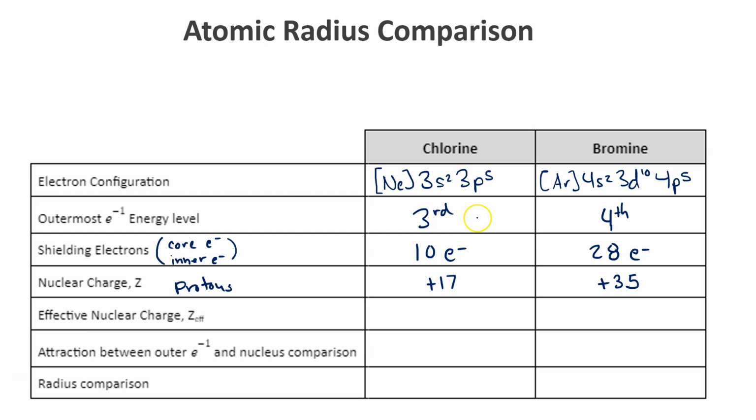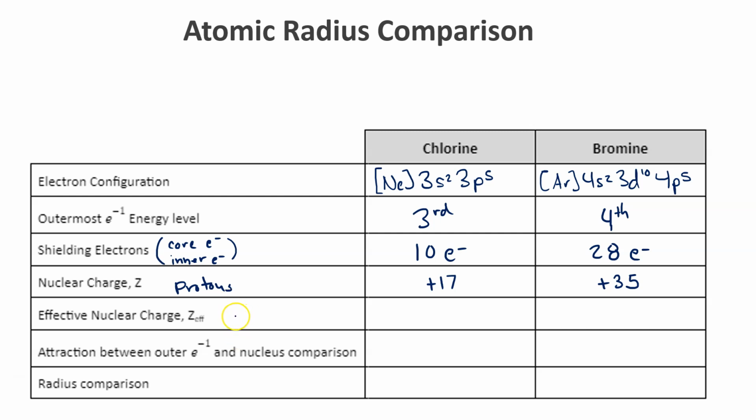I'll point out that so far there's a lot of differences between these two atoms, right? Their outermost energy level's different. They have different shielding electrons. They have different nuclear charges. A lot of this starts to come together now when we do the effective nuclear charge. And while again this is going to be an oversimplification, it's a good method to come up with an approximate value for this effective nuclear charge.